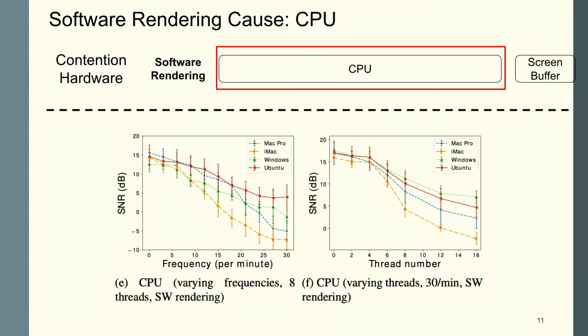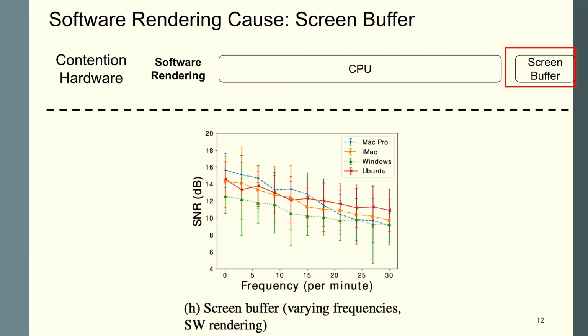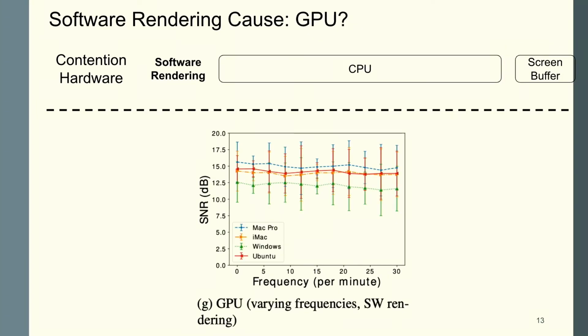We also use the same test on software rendering, and also according to the frequency and the thread number, we found the CPU contributes to software rendering, and the screen buffer also contributes to software rendering. When we test the GPU on software rendering, we can find that the SNR value is flat. It means the GPU does not influence software rendering.